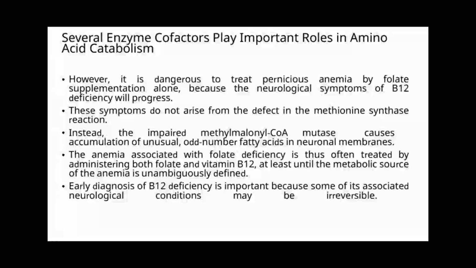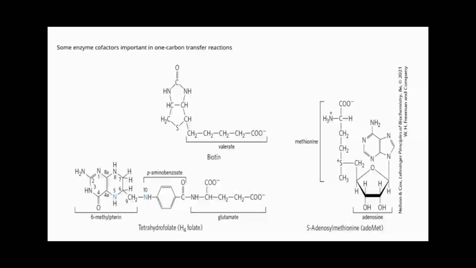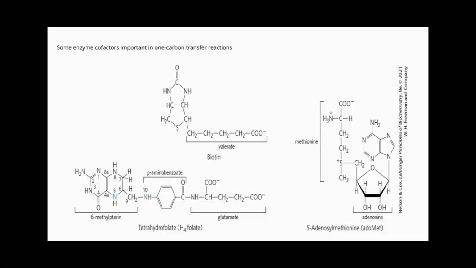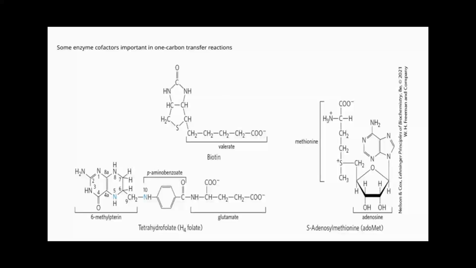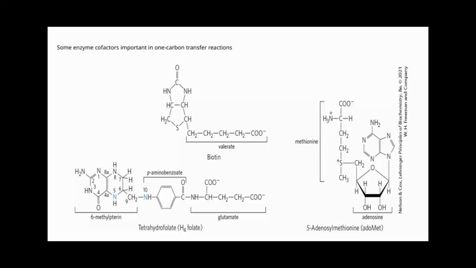Let's take a closer look at some enzyme cofactors that play crucial roles in one-carbon transfer reactions. These cofactors are essential because they help enzymes facilitate the transfer of one-carbon units, which are vital in various metabolic pathways. When we talk about one-carbon transfer, we're often referring to processes like amino acid synthesis, nucleotide biosynthesis, and methylation reactions. The most important cofactors in these processes include molecules like tetrahydrofolate, which acts as a carrier for one-carbon units, and vitamin B12, which is involved in methyl transfer reactions.